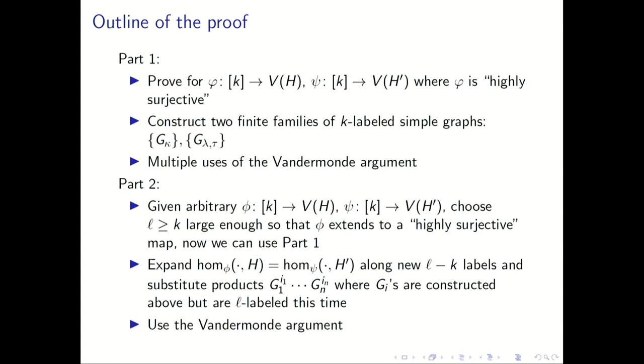So in our proof, we first construct 2 finite families of simple labeled graphs. These graphs are precisely described in the proceedings. We evaluate the given partial graph homomorphism functions at them. The high surjectivity ensures that we get expressions to which we can apply the Vandermonde argument. This is done multiple times.